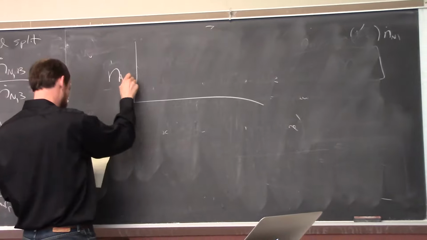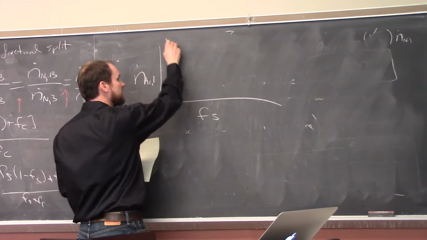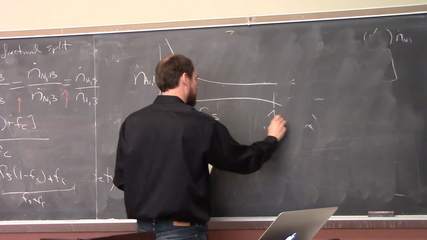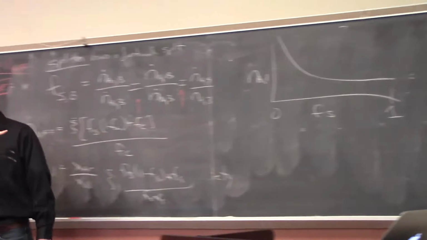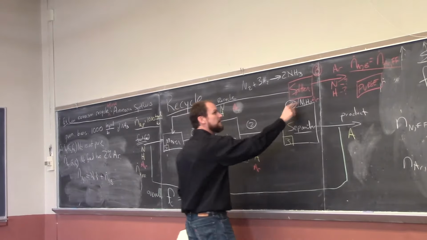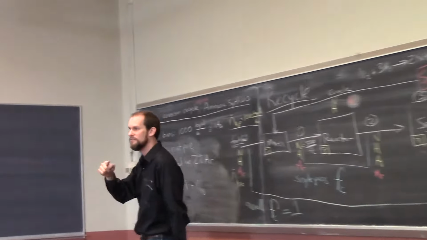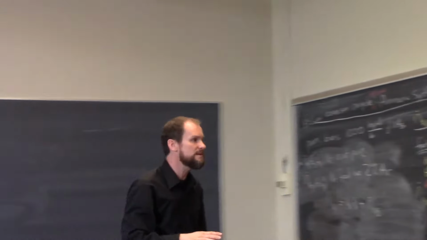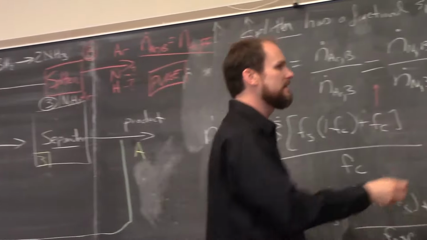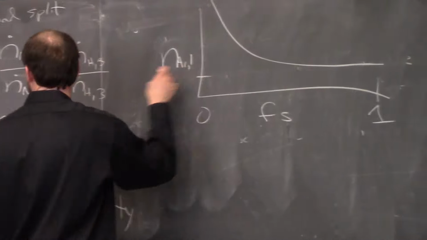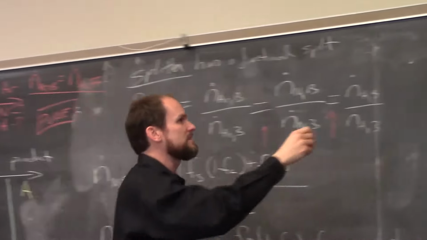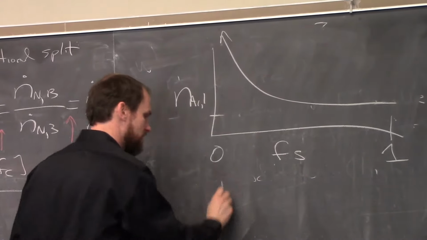N dot argon in stream 1 versus fractional split. If fractional split is 1, if we split off 100%, what does that mean? 100% goes here. There's no recycle. That's the no recycle limit, which you already know how to solve. And then the argon that goes out is the argon that comes in. As you then cut it down to fractional split is 0, everything gets recycled here, which you told me is going to blow up. So the argon that flows through goes to infinity.